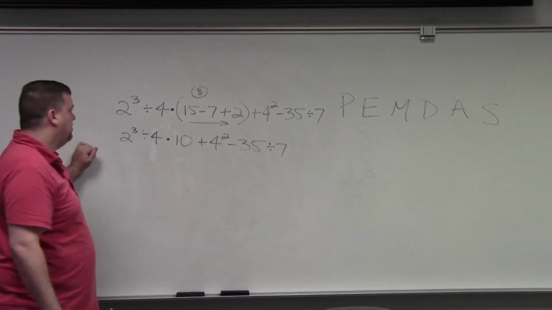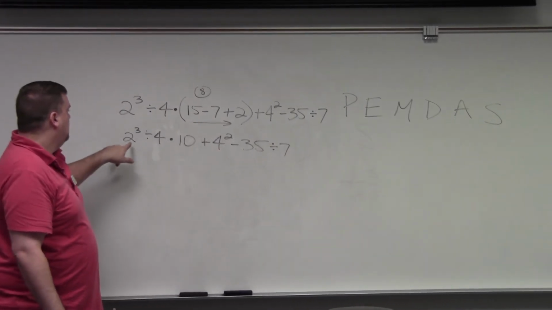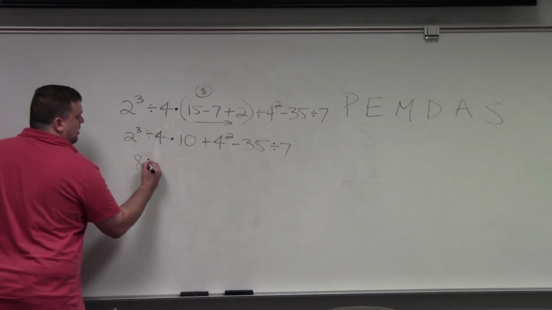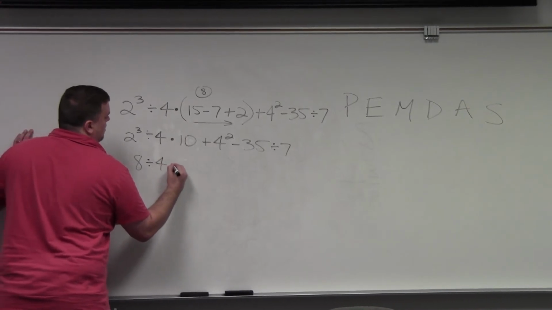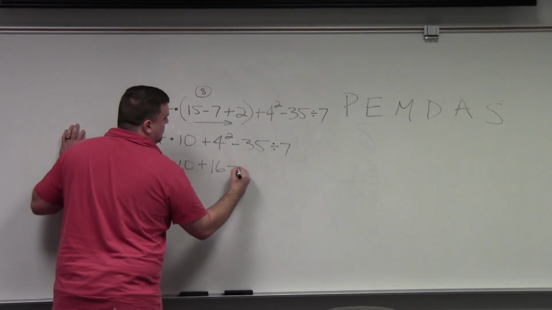What's the next thing we have to take care of? Exponents. So we have one here and here. Right. 2 to the third is 8. That means 2 times 2 times 2. Remember this 4 squared. 4 times 4 is 16.